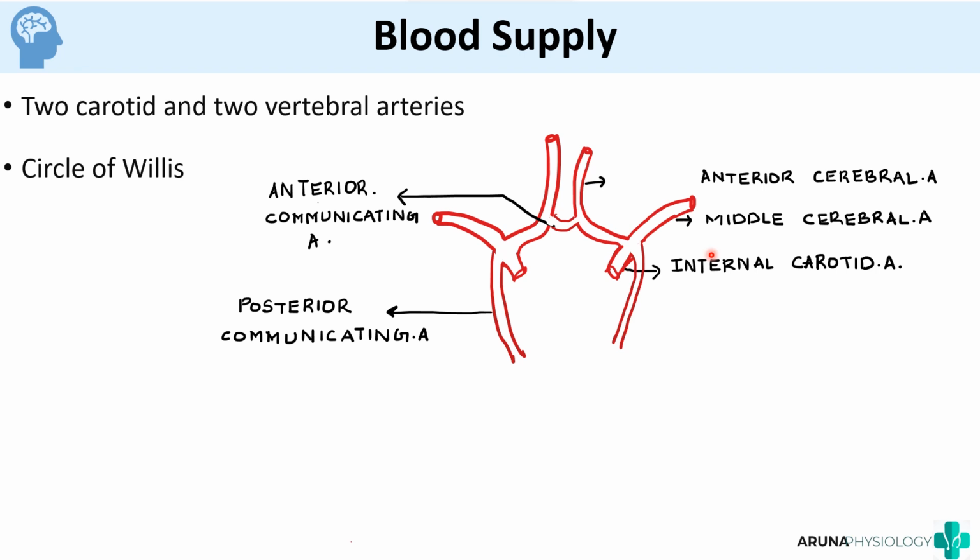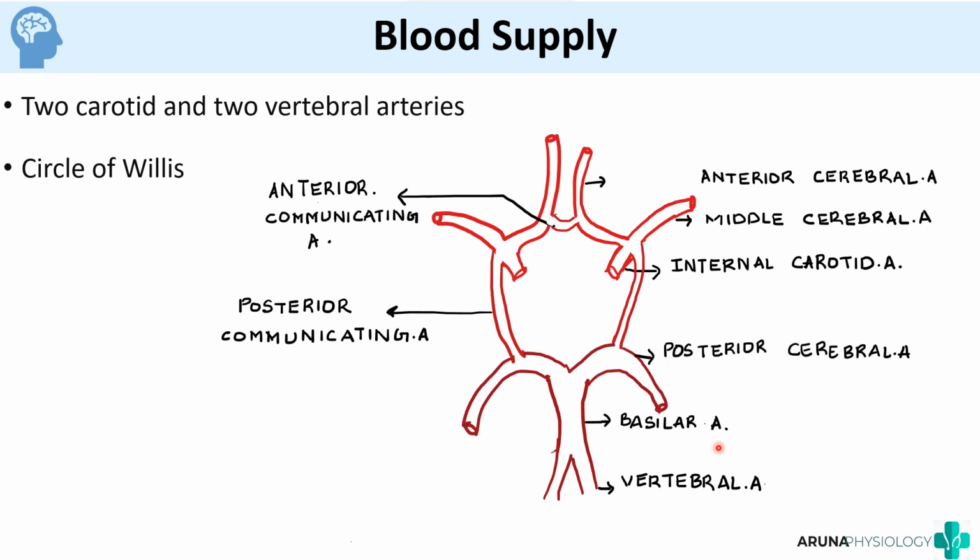Now the posterior communicating artery in turn joins with the posterior circulation. Which is the posterior circulation? It is formed by the union of the vertebral arteries, which form the basilar artery. The basilar artery in turn forms the branch posterior cerebral artery. So this is called the circle of Willis. This is the main supply of the brain.